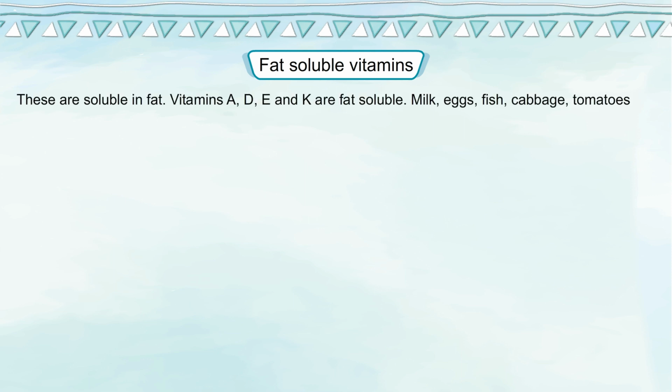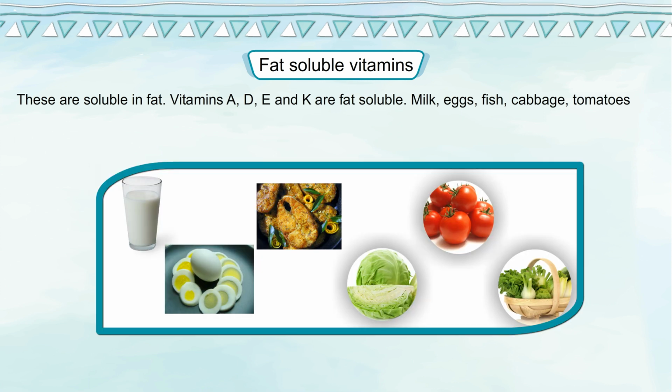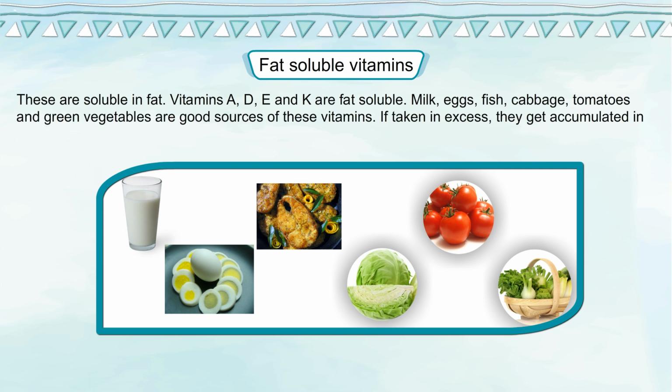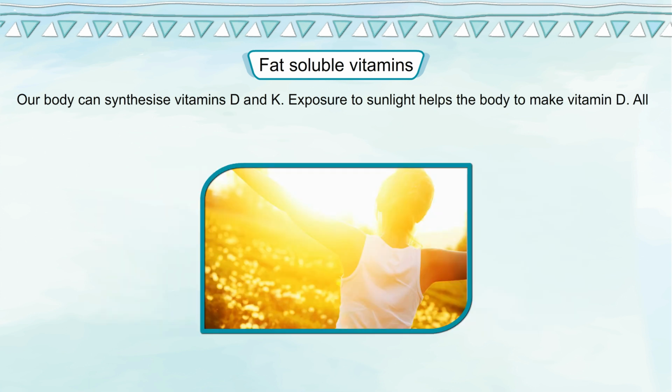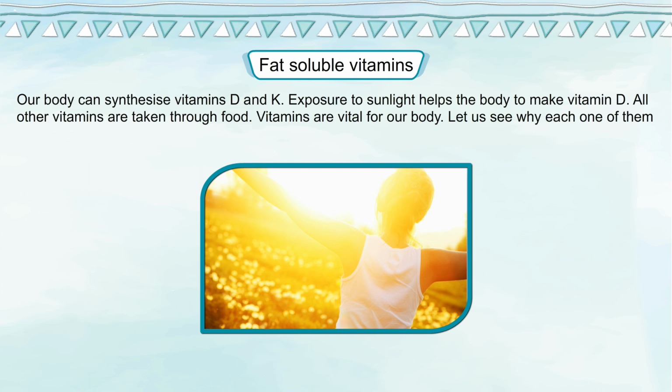Fat-soluble vitamins. These are soluble in fat. Vitamins A, D, E and K are fat-soluble. Milk, eggs, fish, cabbage, tomatoes and green vegetables are good sources of these vitamins. If taken in excess, they get accumulated in the body and are harmful. Our body can synthesize vitamins D and K. Exposure to sunlight helps the body to make vitamin D. All other vitamins are taken through food.